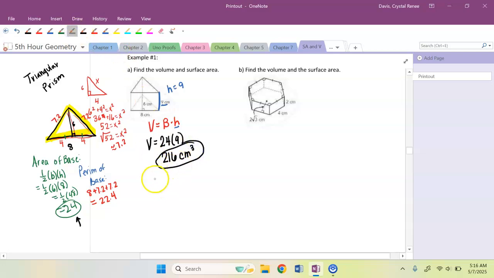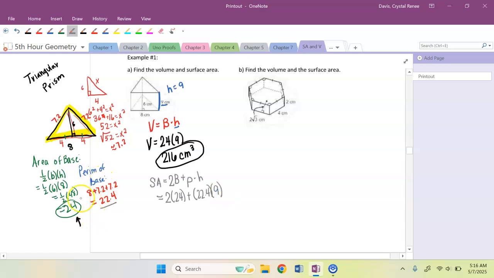Now the surface area of this thing, it's a little bit longer. It's 2 times the area of the base plus the perimeter of the base times the height. But we already have all those too. So this is just 2 times the area of the base, which is 24, plus the perimeter of the base, which is right here, plus the height of the prism, which is here.